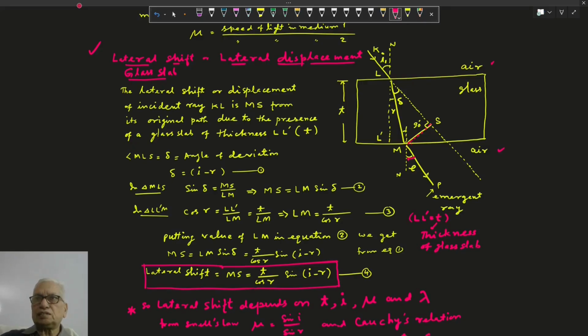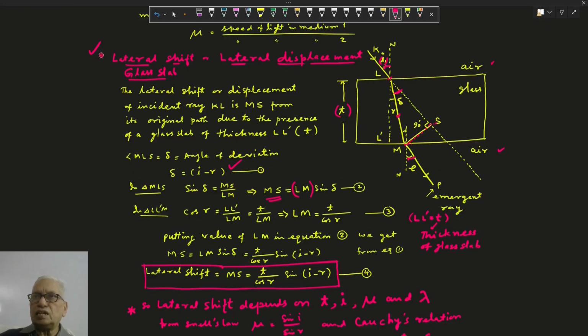We have taken a glass slab of thickness T, with the incident ray incident at angle say I1. So delta is the angle of deviation. Delta is equal to what? Vertically opposite angle, I1 minus R. Say we take I, I minus R. So sin delta will be MS upon LM. Now in this triangle LMS, sin delta is MS upon LM. After cross multiplication, MS, the lateral shift, will be LM sin delta.